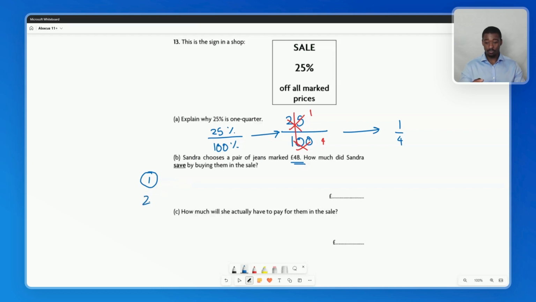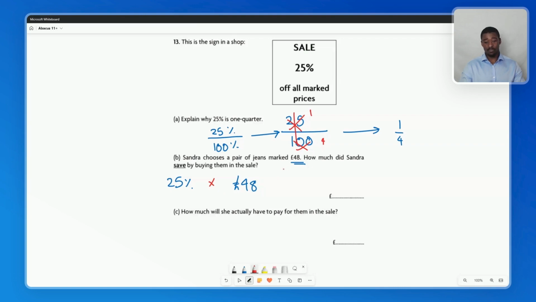Or we can do it a bit quicker and simply work out how much she saved first time round by working out the savings. Because if you're getting 25% off all marked prices, then your savings are 25% for every single marked item, right? So we can work out how much she saved by simply working out 25% of £48 first time round. Now we know the magic word of simply means times, it means multiplication. So we have 25% of times 48.